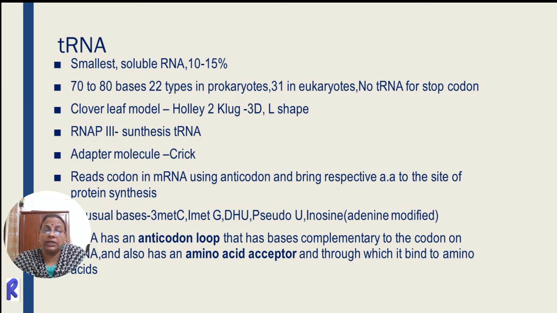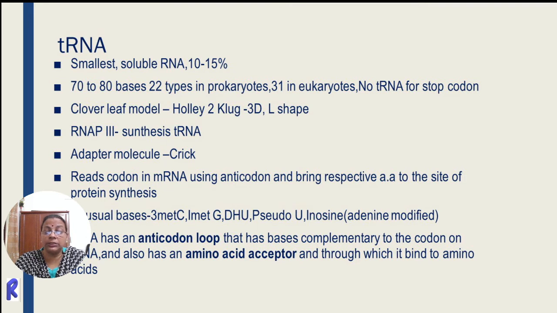The adapter molecule was proposed by Crick, and the scientist Klug proposed the structural features. Collectively, they came to the conclusion that tRNA is the smallest molecule structurally, and it is soluble in nature, and it is present only in small concentration compared to mRNA and rRNA.